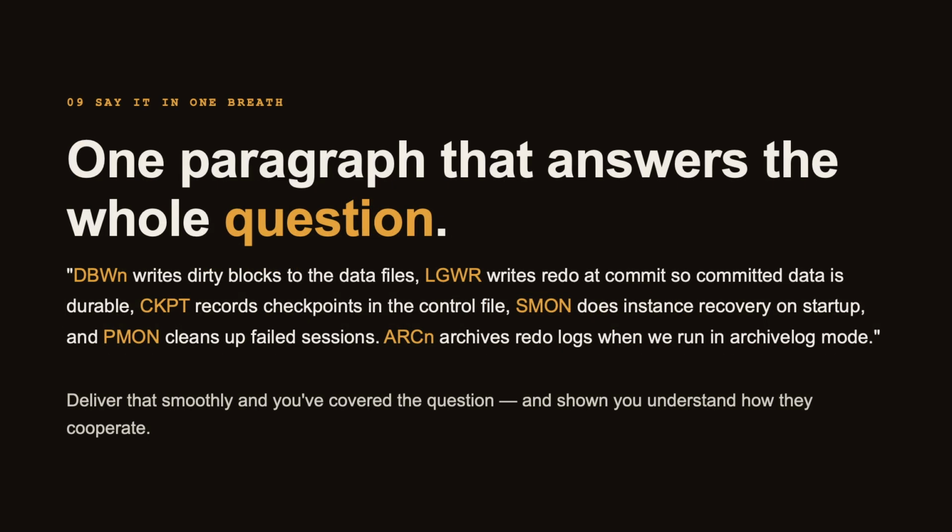Here's the slide to rehearse until it's automatic. When they ask you to name the background processes, you want this whole paragraph to come out in one smooth breath. Listen, DBWn writes dirty blocks to the data files. LGWR writes redo at commit, so committed data is durable. CKPT records checkpoints in the control file. SMON does instance recovery on startup, and PMON cleans up failed sessions. Then the bonus, ARCn archives the redo logs when we run in archivelog mode.